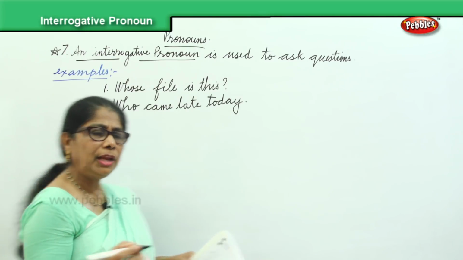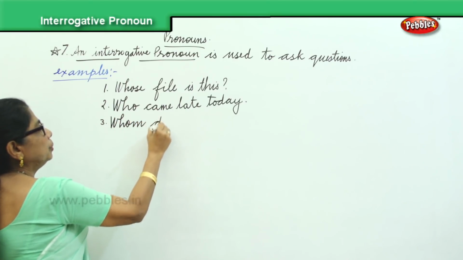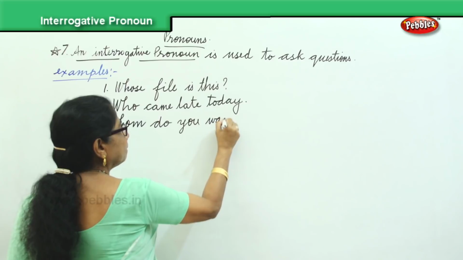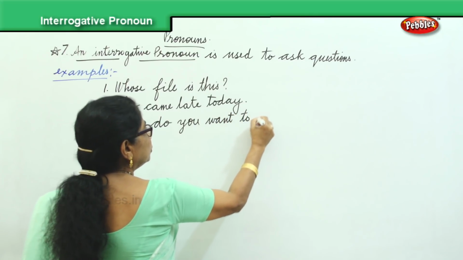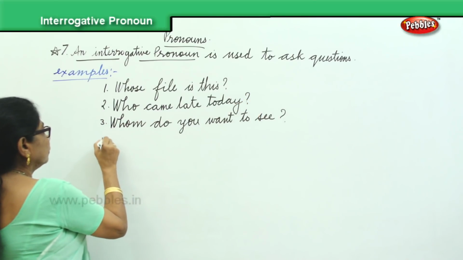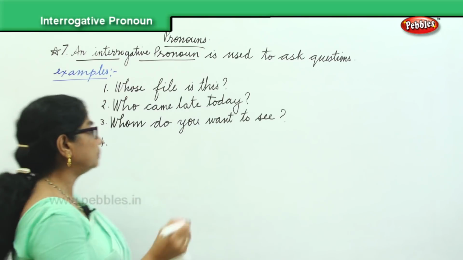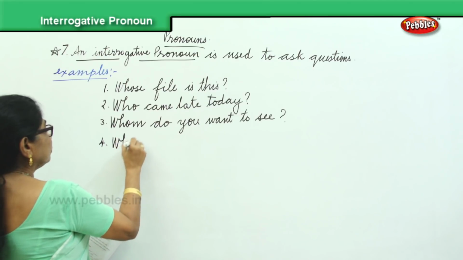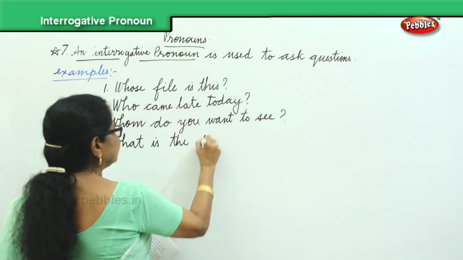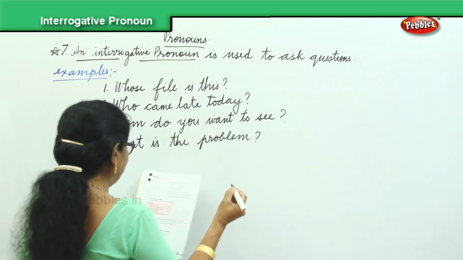Whom do you want to see? Whom? Whom do you want to see? Then, what is the problem? What is the problem?